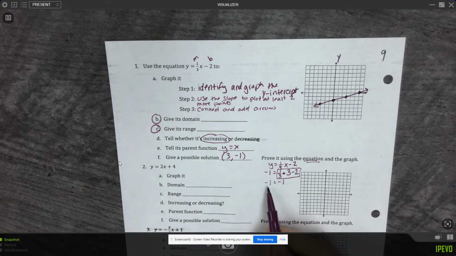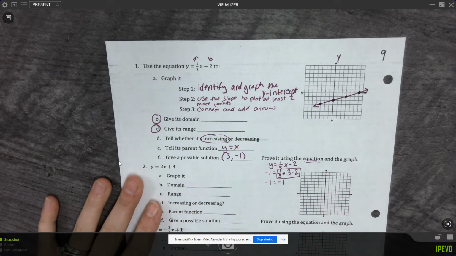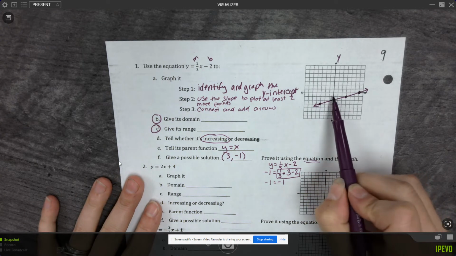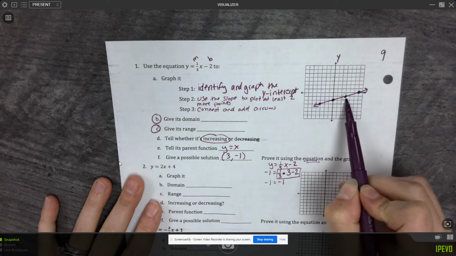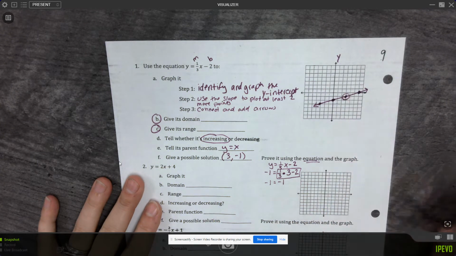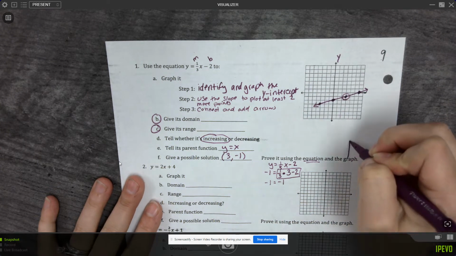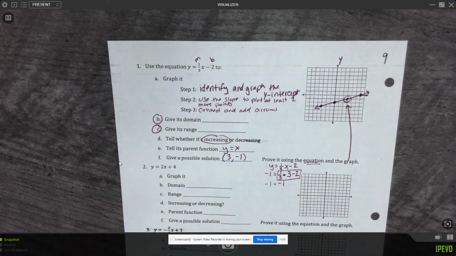And see how these two are equal? Negative 1 equals negative 1. They're the same number. You have now proved it using the equation. We also need to prove it using the graph. That's really easy. You go to 3, negative 1 on your graph. You're going to circle it and draw a little arrow. Proved it, because that point is on that line. That proves it using the graph. If the point was not on the line, then you didn't prove it because it's not on the line.